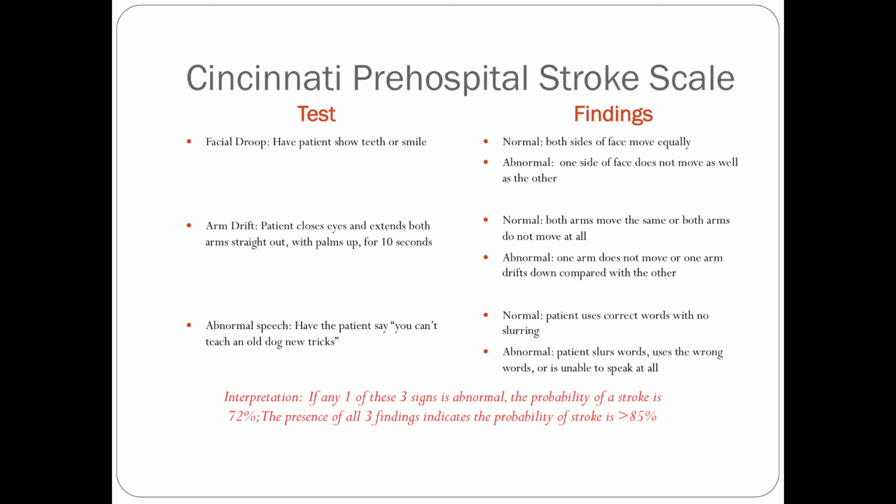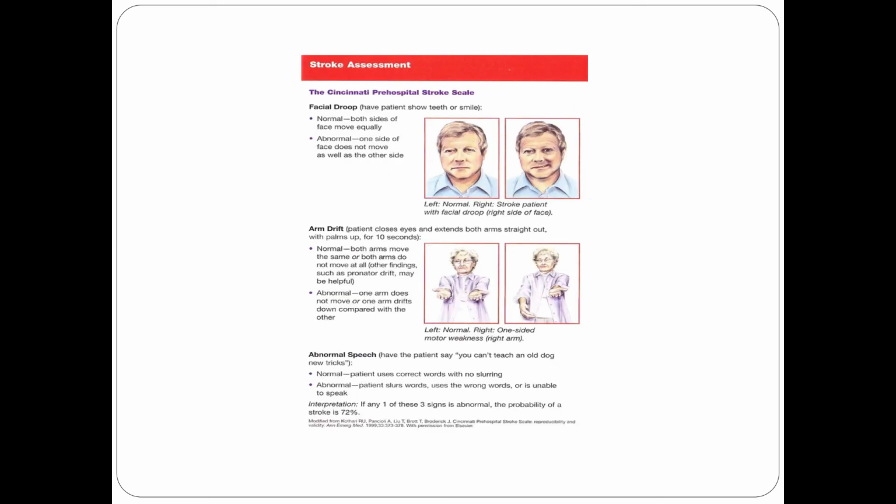And we test for abnormal speech. So I have the patient say, you can't teach an old dog new tricks. I'm sure glad I got through that without screwing it up. So normal finding is he can use the correct words with no slurring. Abnormal is slurred words, wrong words, unable to speak at all, some type of dysphasia like that. If any one of those three signs is abnormal, the probability of stroke is up to 72% if only one out of those three is present. If all three are there, 85% or more, so that pretty much shows you that.